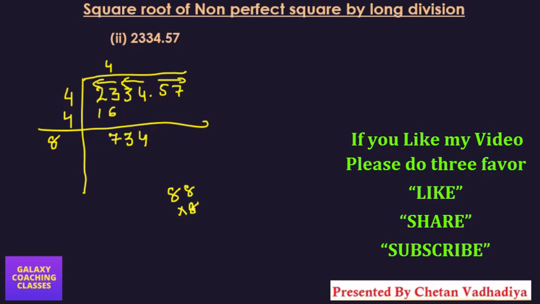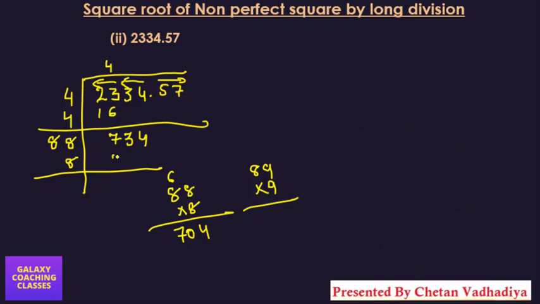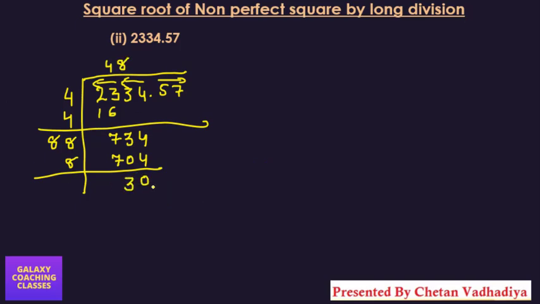88 8s are. So you will get 64. 6 carry, 8 8s are 64, 70. You can see, if I take 89 9s, then that number will be greater than this. So again we need to take 88 8s only. So 8 8, so 704, right? And here you need to take 8. Now subtract this, 0 3. Now take this down. 30 is your remainder. So now 3057.